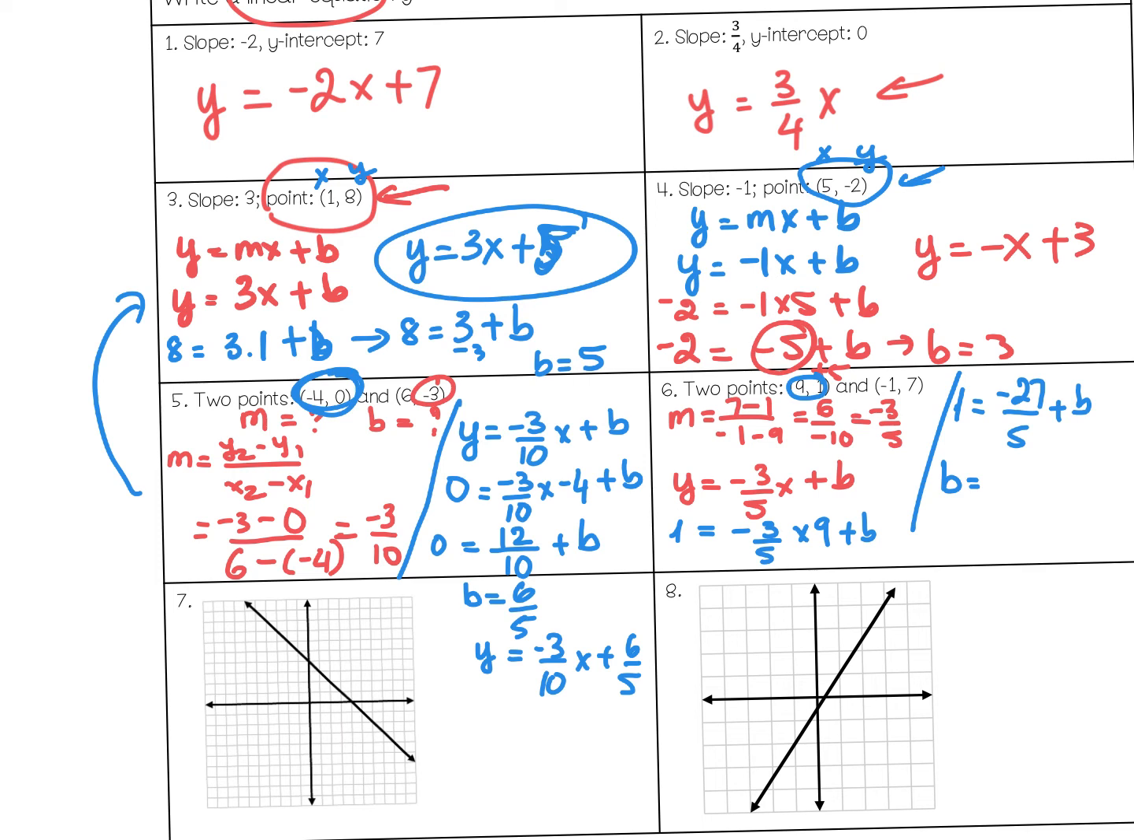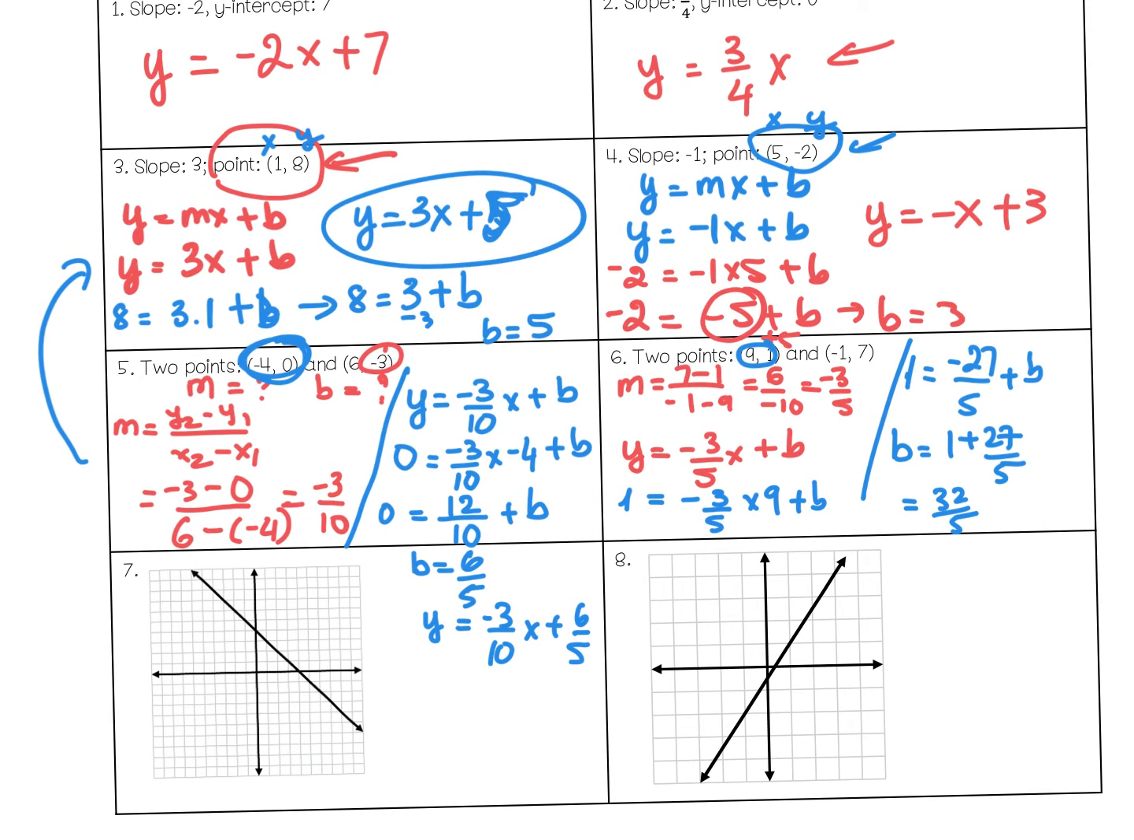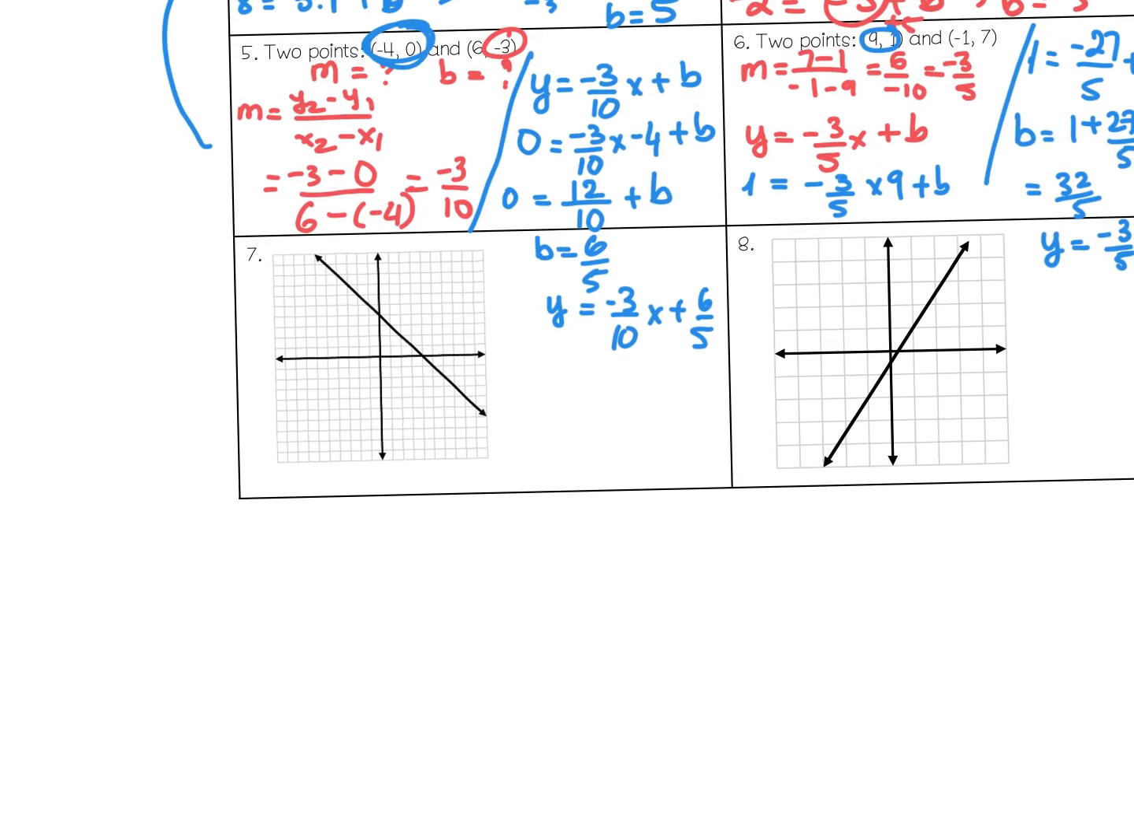All right, so let's say 1 plus 27 over 5. You can use the calculator to help you. If not, you can do 5 over 5 plus 27 over 5, which is 32 over 5. And then you can write out the equation. y equal to negative 3/5 x plus 32 over 5. I hope I get it correct.